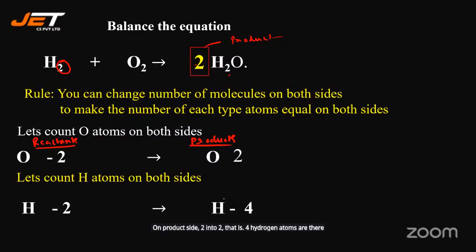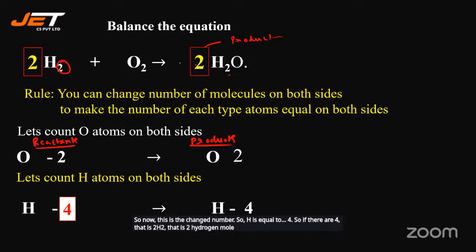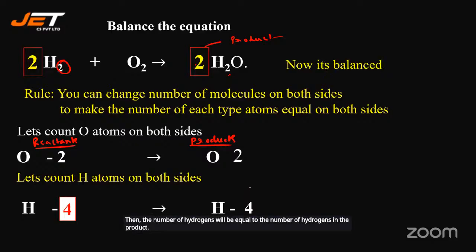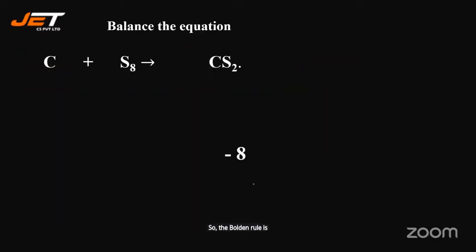Now how we have to balance? If we are putting 2 in front of the hydrogen molecule in the reactants, then if you are multiplying 2 into 2, this will also become 4. So now this is the changed number. So H is equal to 4. So if there are 4, that is 2H2, that is 2 hydrogen molecules in the reactants, then the number of hydrogens will be equal to the number of hydrogens in the product. So the golden rule is you have to make sure that the number of atoms in the products as well as the reactants should be same.